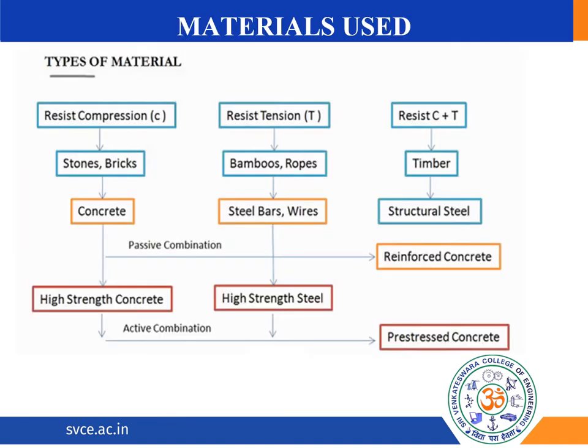So the materials used, there are different construction materials that we use, and based on the applications, whether you want to resist compression, resist tension, or at places where you think that it will experience both compression and tension, we are going to use different materials. So reinforced concrete itself is a combination of concrete which is very good in compression and the steel reinforcement bar which is good in tension.